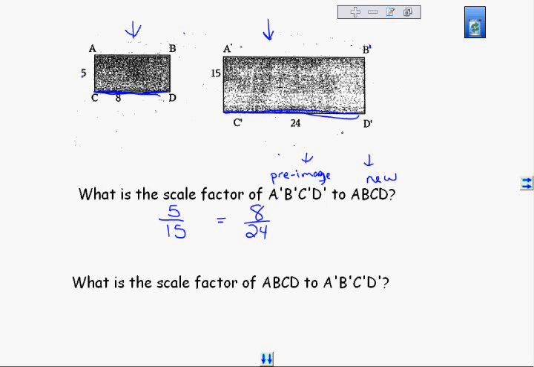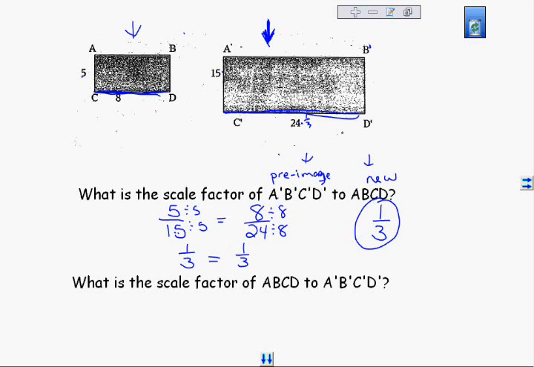Now we're going to reduce, that way we can find our scale factor. 5 over 15. What goes into 5 that also goes into 15? 5, which reduces down to 1/3. What goes into 8 that also goes into 24? 8. That also reduces down to 1/3. Because your scale factor is 1/3. You took this image and you reduced it by 1/3. So basically you took 15 and you multiplied it by 1/3. You took 24 and multiplied it by 1/3. And then you got your 5, 8.